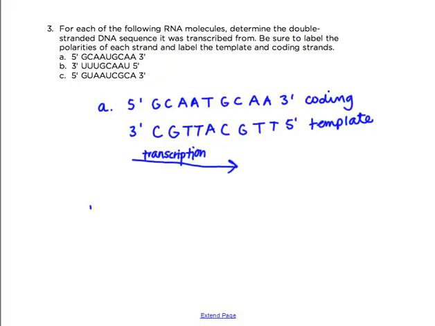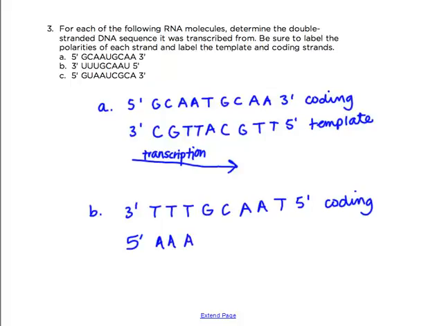Okay, for B, again, to get the coding strand, you're just going to copy the RNA sequence that you're given, but change out the uracils for thymines. So remember to keep the polarities the same as well. So for B, the coding strand is going to be 3' here, T, T, T, G, C, A, T, 5'. So this is the coding. And the template is going to be the antiparallel match. So it's going to be 5', A, C, G, T, T, A, 3'. And this was the template strand.